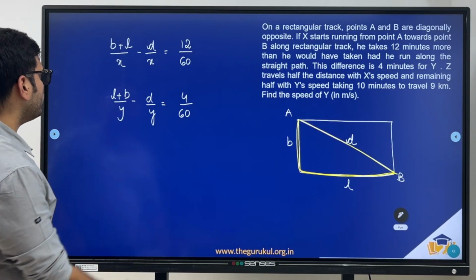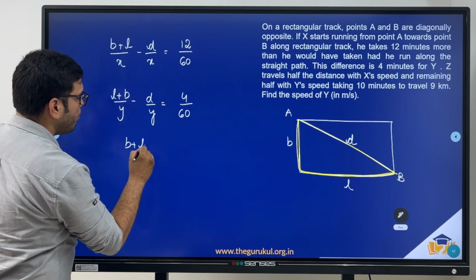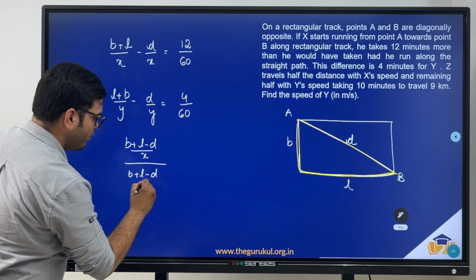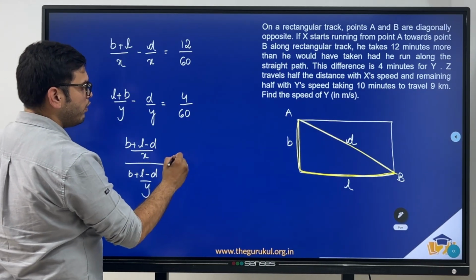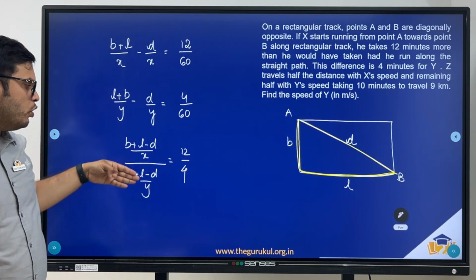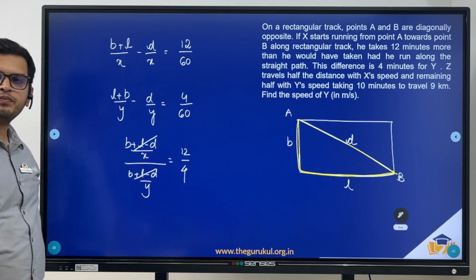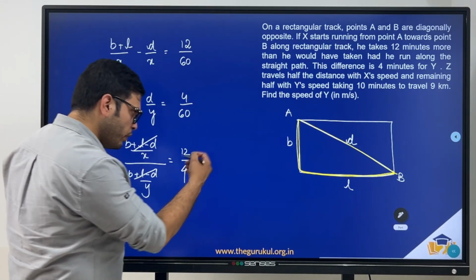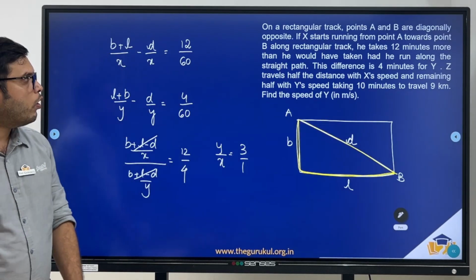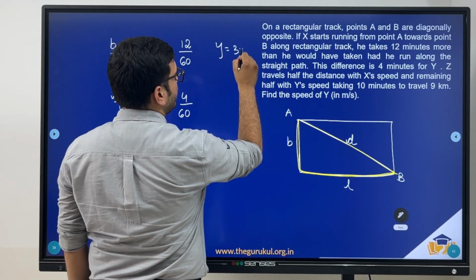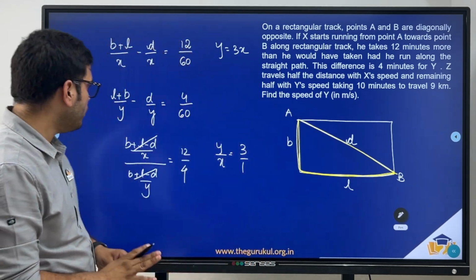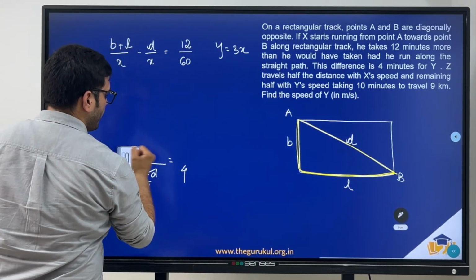Now what do we have? ((B plus L minus D) by X) divided by ((B plus L minus D) by Y) is equal to 12 by 4. So on dividing equation 1 with equation 2, you will get this. Now the numerator is the same. So Y will go to the numerator. So Y by X is equal to 12 by 4, which is 3 by 1, or Y is equal to 3X. So the speed of Y is 3 times the speed of X. Done. Now, what was mentioned?